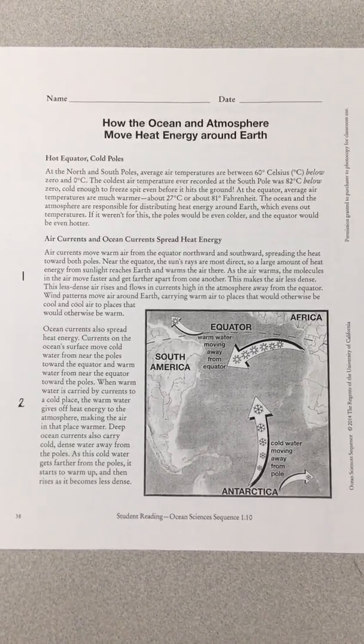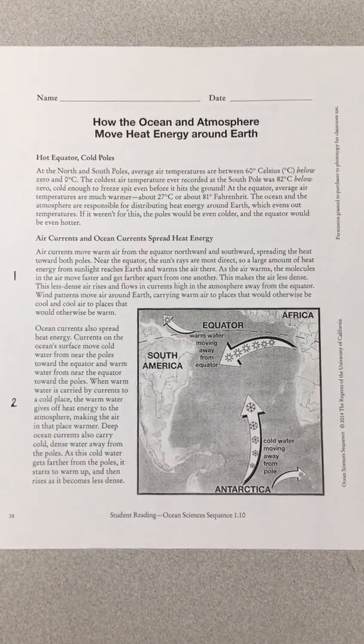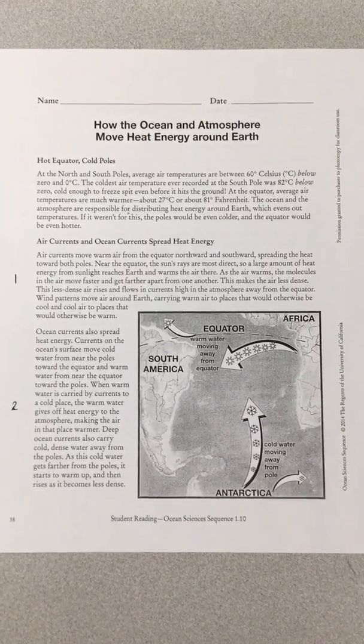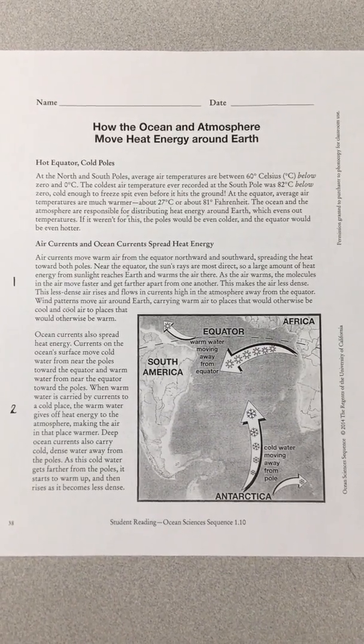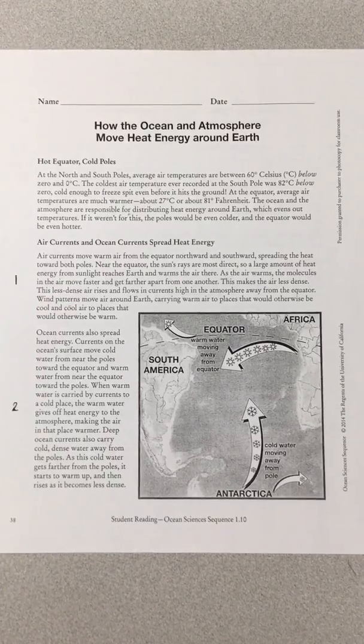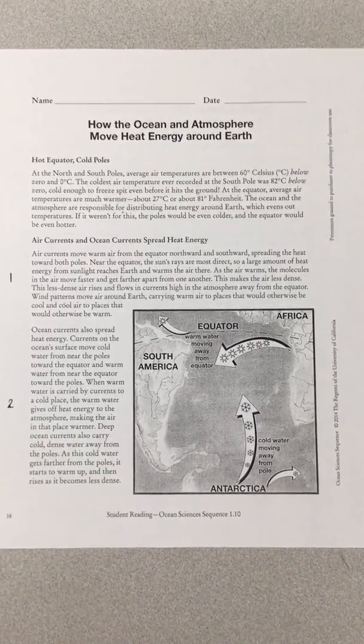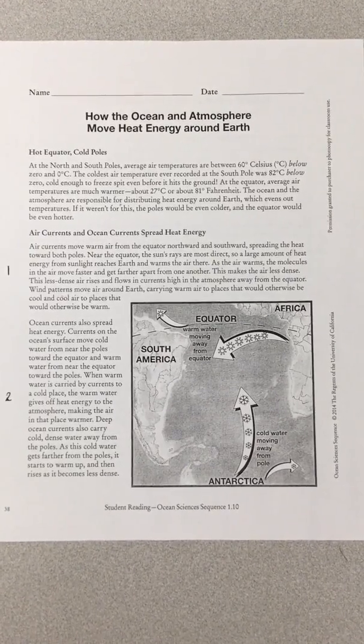At the equator, average air temperatures are much warmer, about 27 degrees Celsius or about 81 degrees Fahrenheit. The ocean and the atmosphere are responsible for distributing heat energy around Earth, which evens out temperatures. If it weren't for this, the poles would be even colder and the equator would be even hotter. Air currents and ocean currents spread heat energy.